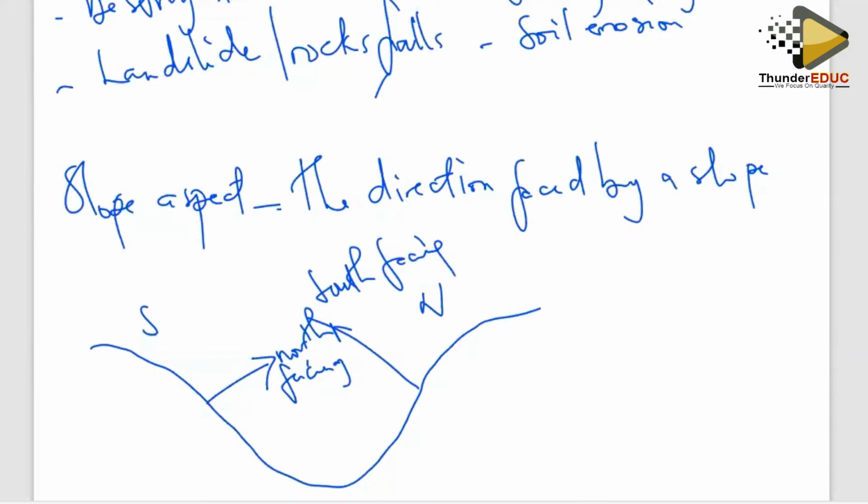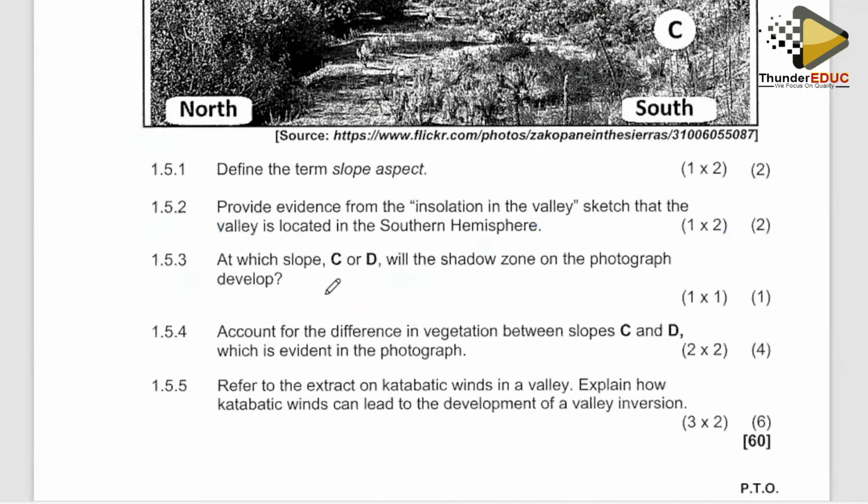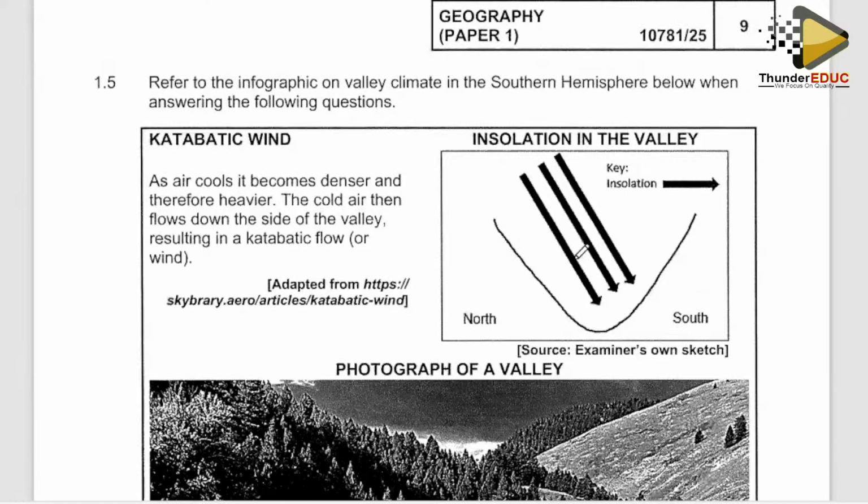Right, moving on to the next question, we will look at the other things. Provide evidence from the insolation of the valley sketch that the valley is located in the southern hemisphere. What justification can we give from that illustration of insolation in the valley to show that this slope is in the southern hemisphere? Right, we use justification of these arrows here. These arrows are indicating insolation, you can see here. So why is it in the southern hemisphere? This is a south slope.